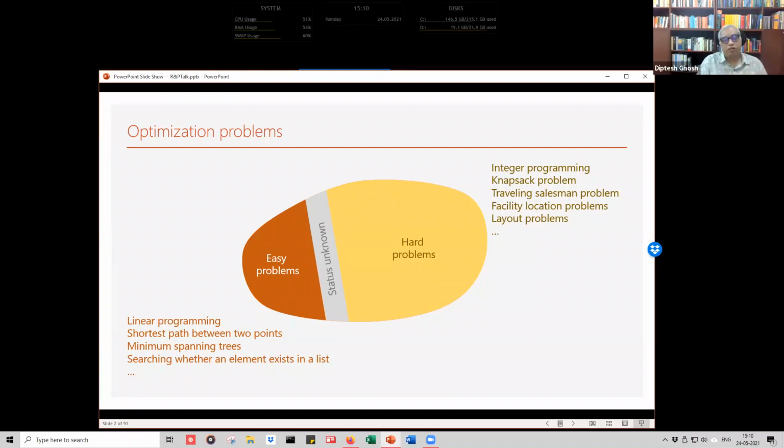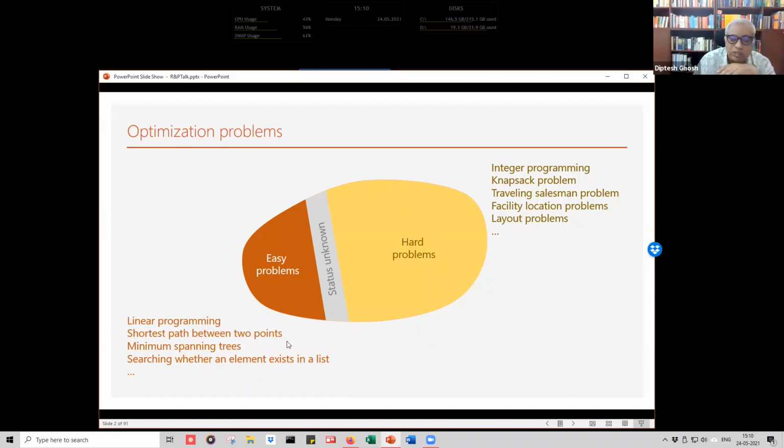On the other hand, you have other problems like the general integer programming problem, or a knapsack problem, or a traveling salesman problem. These are called difficult problems or hard problems. Now we call a problem easy or difficult depending on how the time required to solve such a problem scales up as the problem size increases. So for instance, let's take an easy problem.